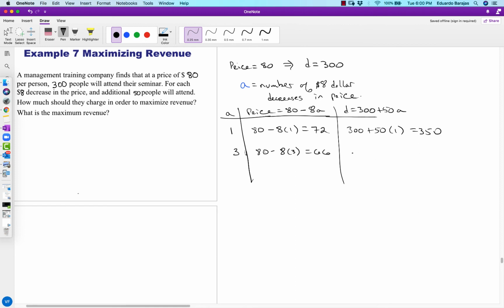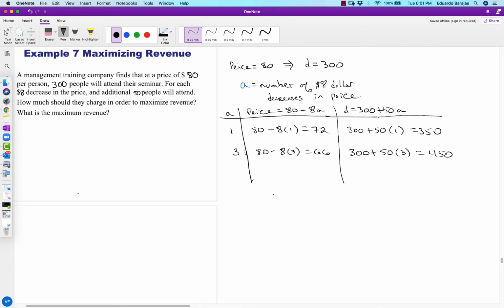And when A equals 3, we do 3 price drops. It'll be 300 plus 50 times 3, which means the demand will shoot up to 450. Okay, so as the price drops by multiples of 8, the demand will increase by multiples of 50, right? They're all tied into this variable A.